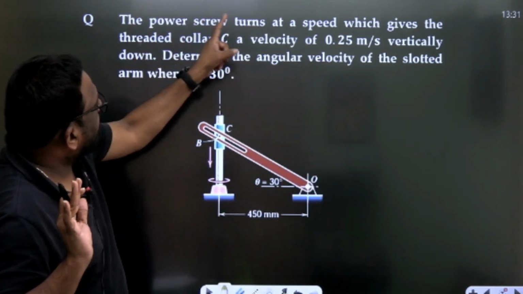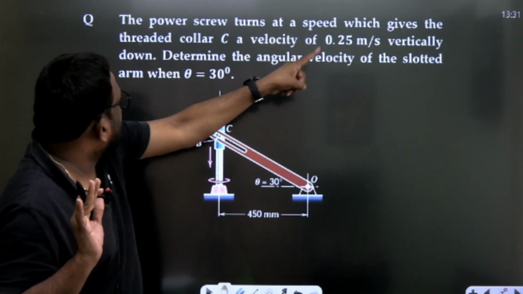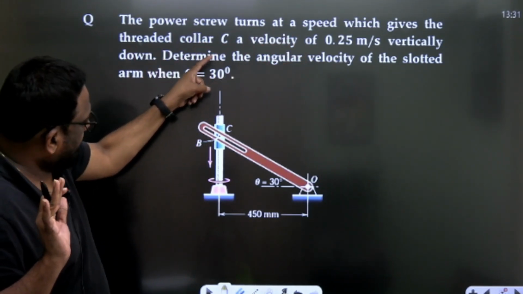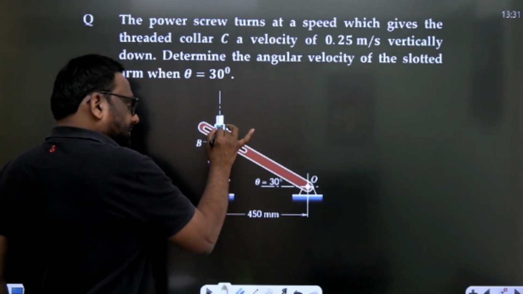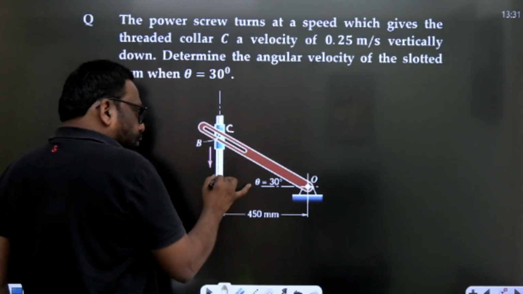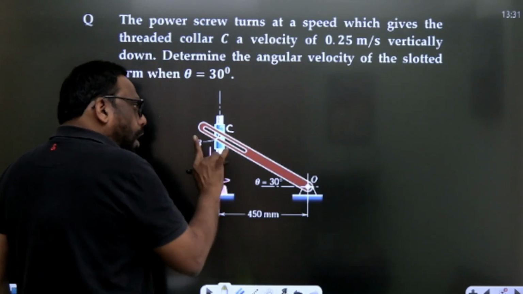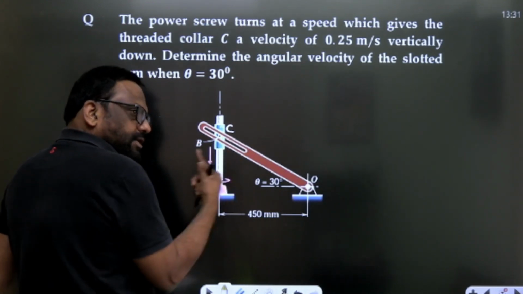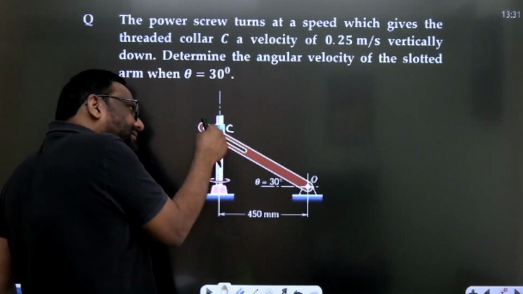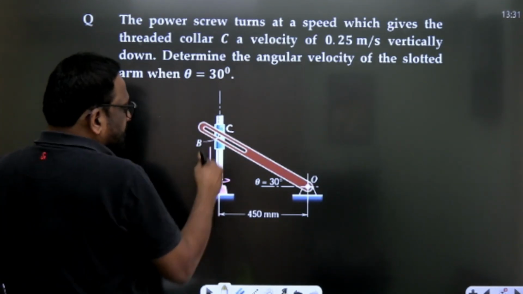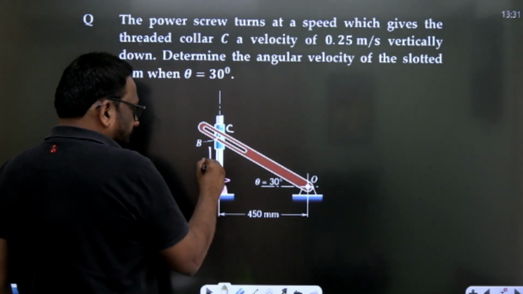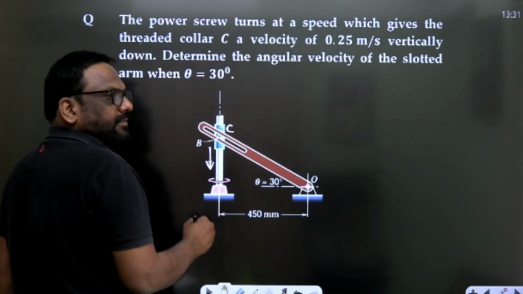The power screw turns at a speed which gives the threaded collar C. This is the collar C. See, this is the threaded collar. So there is a screw, sir, a power screw, this is the power screw. On the power screw, this power screw is rotated, thereby this collar, which also has a thread, comes down, sir. Clearly he has given that the collar is coming down.